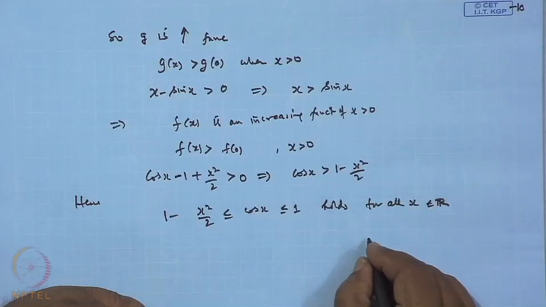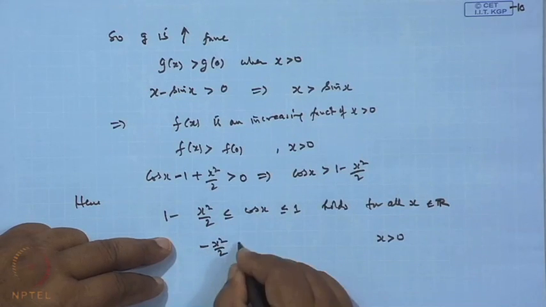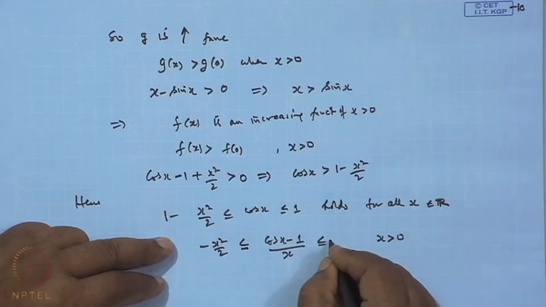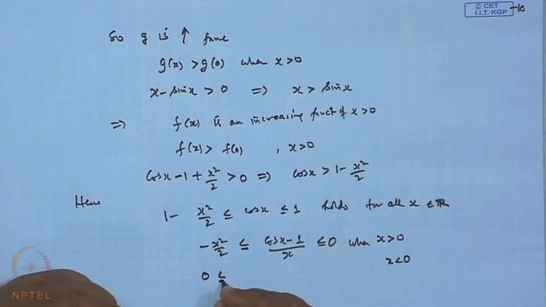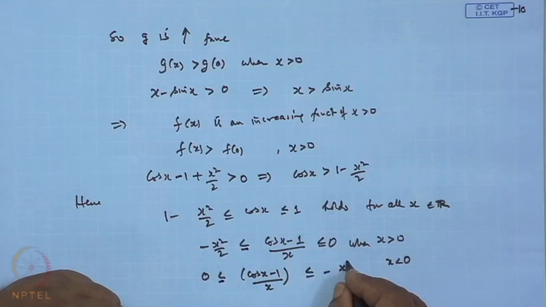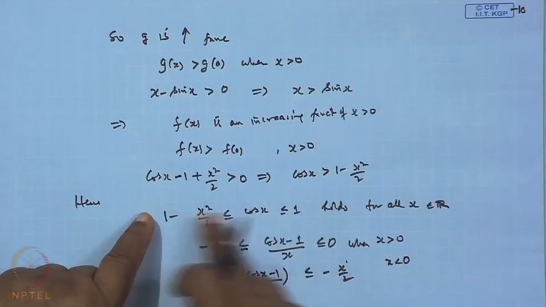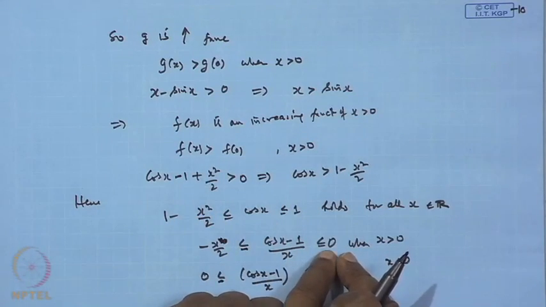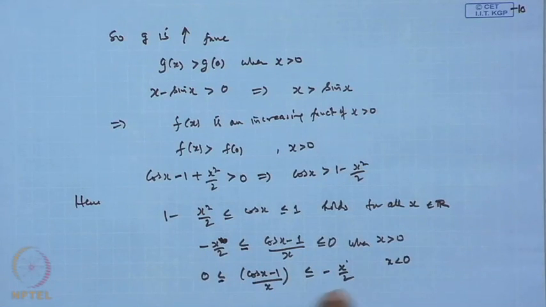So, let x be positive, then we can write minus x square by 2 is less than or equal to cosine x minus 1 divided by x, which is less than or equal to 0. And when x is negative, then we can write 0 is less than or equal to cosine x minus 1 by x, less than or equal to minus x by 2, since we are dividing by x. When x is positive, there is no change; you can just transfer the 1 here. So, cos x minus 1 is greater than this, and dividing by x we get this one, 0. When x is negative, the inequality reverses. So, 0 will come over here and this will come this side, and we get this result.